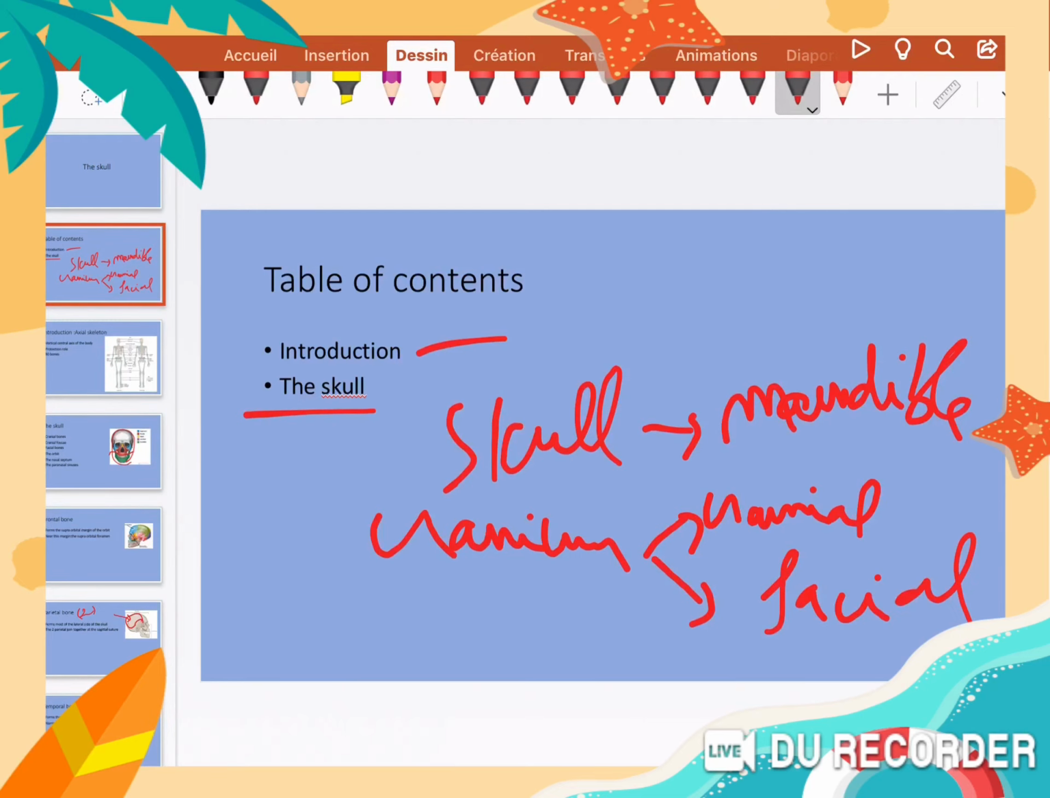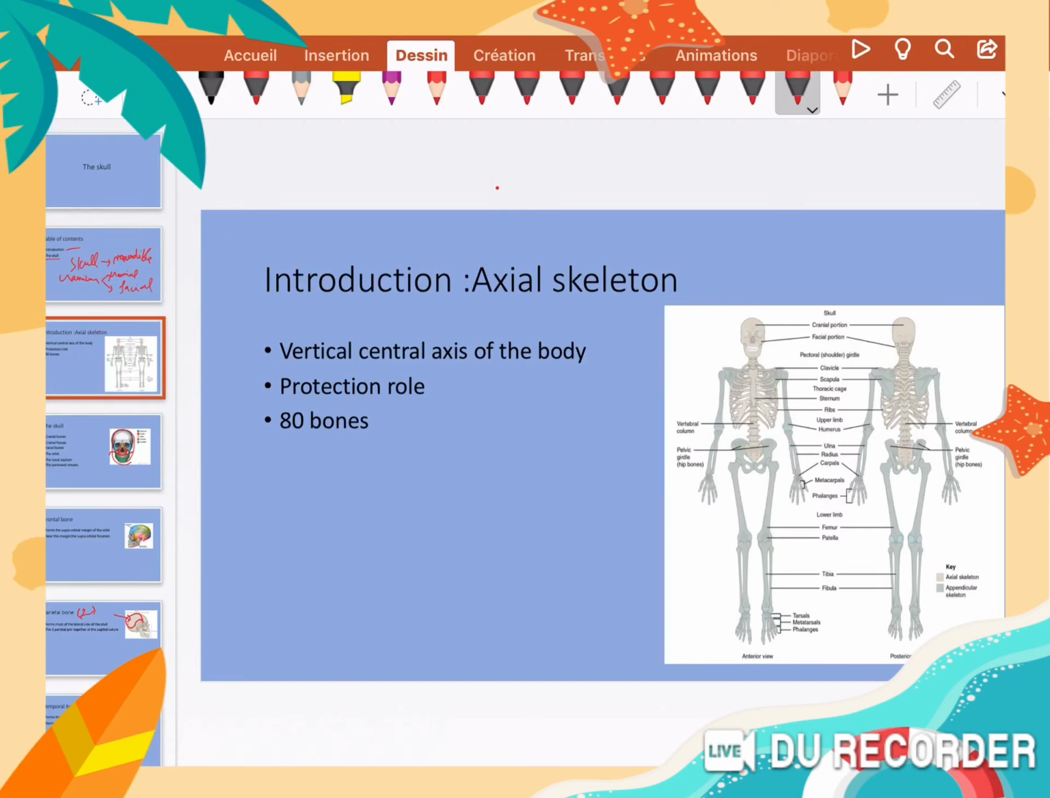Alright, now let's start. For the introduction, we discussed the last time that the skeleton is composed of axial and appendicular skeleton. The appendicular, which is in green here, is composed of the upper and lower limbs. The axial skeleton is in gray here. We discussed the last time that it is the vertical central axis of the body. It is composed of the skull here, the thoracic cage, and the vertebral column. It has a protection role.